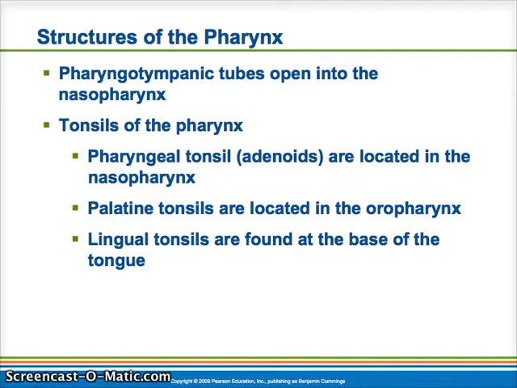As for the structure of the pharynx, we have tubes. We have a tube which connects the pharynx to the inner ear, which is referred to as the pharyngotympanic tube. We also have tonsils in the pharynx. We have the pharyngeal tonsils, which are referred to as the adenoids, which are located in the nasopharynx. We have the palatine tonsils, and then we have the laryngeal tonsils, which are located in the oropharynx and at the base of the tongue.